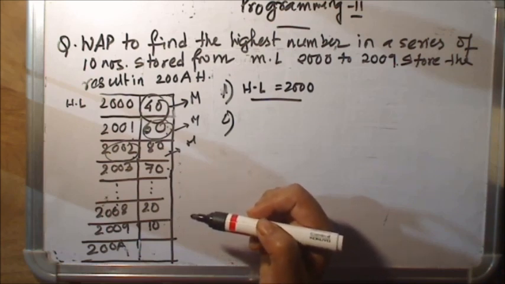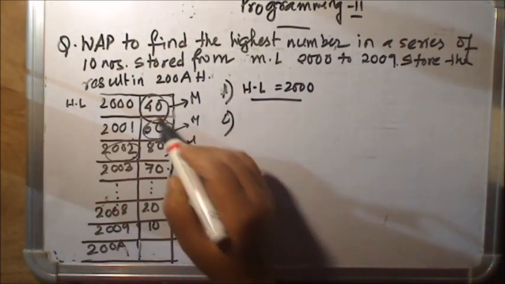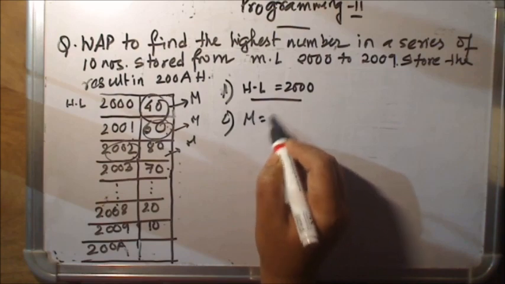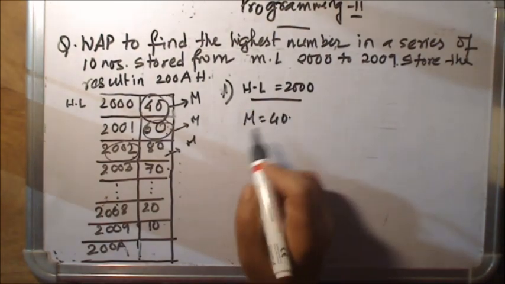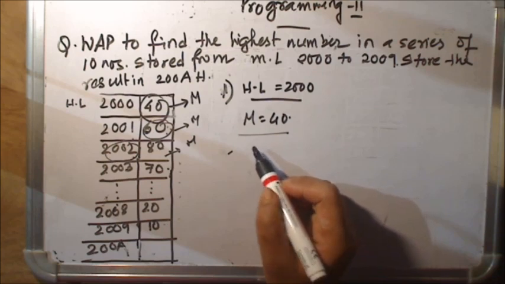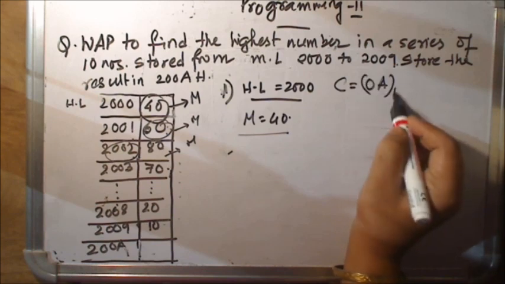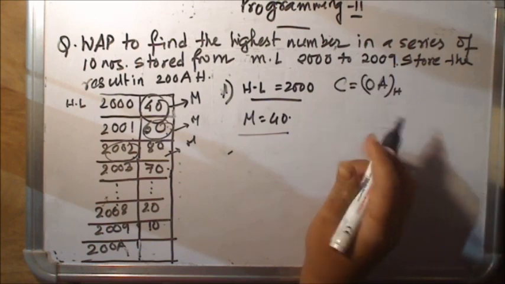So initialize the HL pair with 2000. M as of now is 40. What is M? 40, right? Now initialize the C register as your count. How many numbers are there? 10, so 0AH.